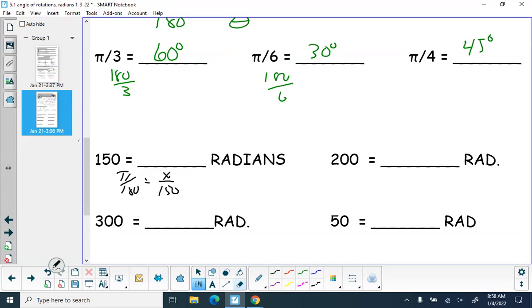So we have a proportion to solve here. We can cross multiply and divide. Now, once again, we want to leave things in terms of pi. So we have 150 pi over 180. We can simplify this by canceling zeros out, and it leaves us 15 over 18. And we can take 3 out of top and bottom. This will give us 5 pi over 6.